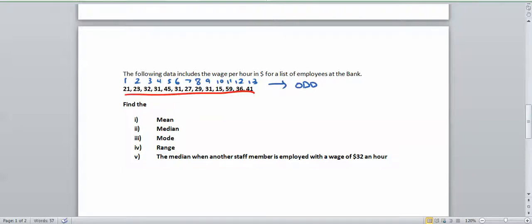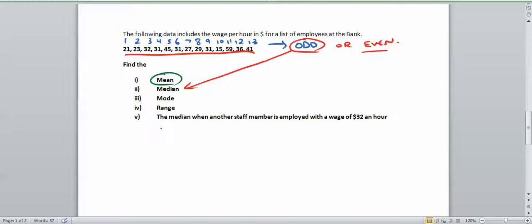So when trying to find things such as the median, that's going to matter because there's two cases. It's either odd or it's even, and in this case it's odd. So we can just take the middle value, but if it was even, we would have to do the whole dividing by 2 thing. So let's first of all do the mean. Importantly, we've got 13 values, so we can't actually work out the mean without knowing how many data values we have.